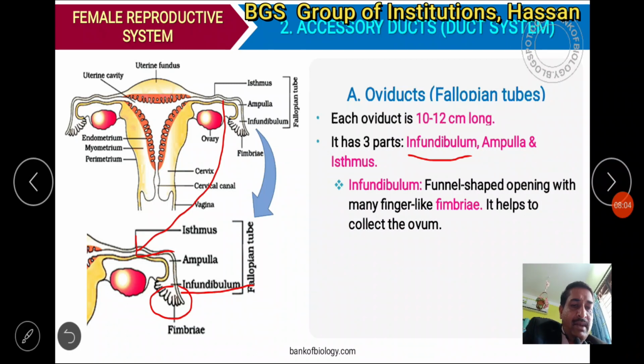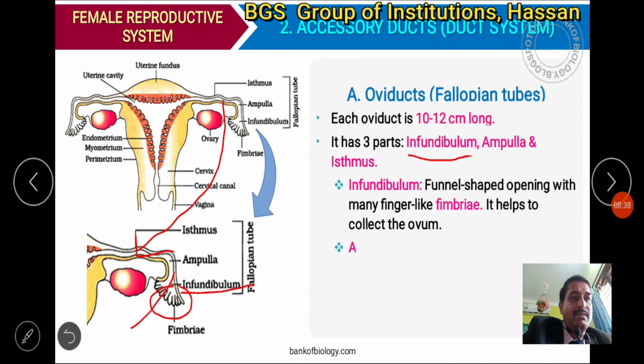Then what are the major functions of fimbriae? Fimbriae contain cilia which beat towards the ostium to direct the egg into the infundibulum. Ostium is the opening of the infundibulum. So fimbriae bear many ciliary structures which beat close to the ovary to receive the egg released from the ovary.